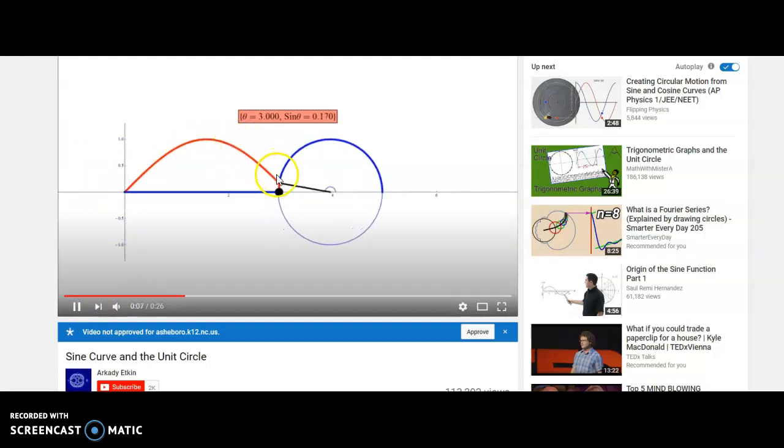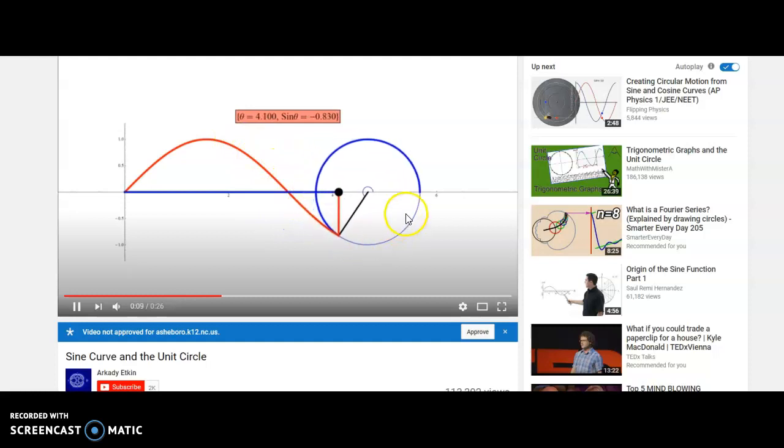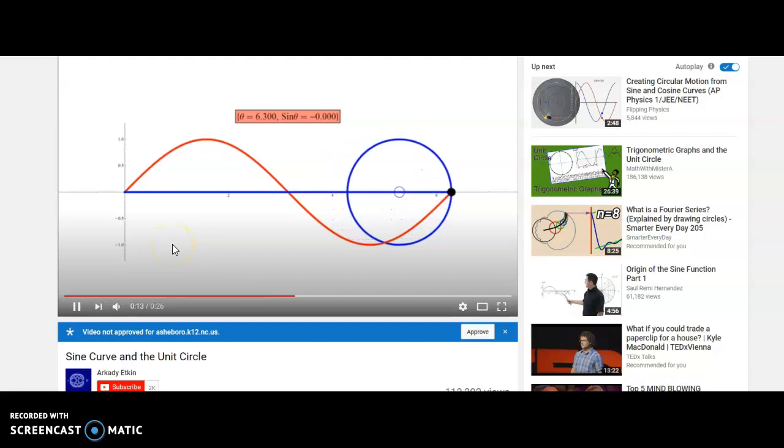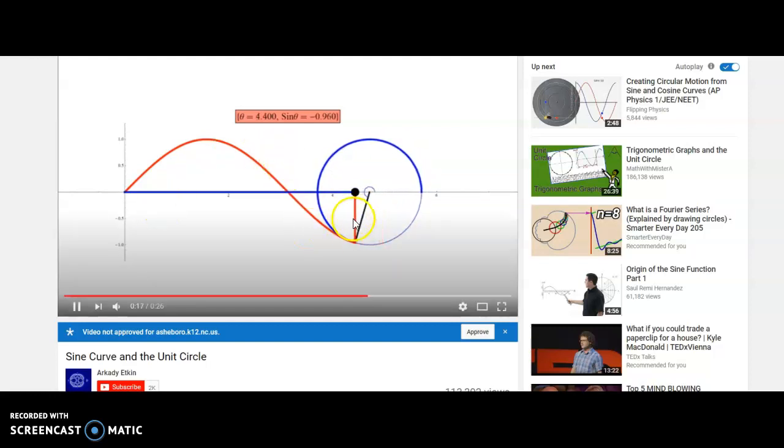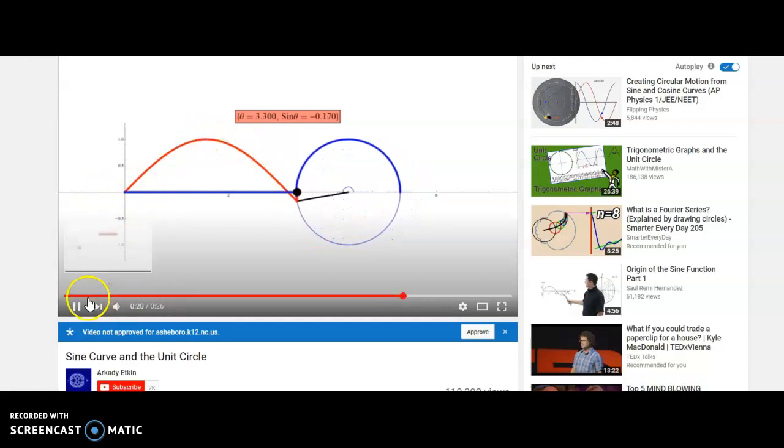So you see, this is the sine function, and it's coming off the points of the unit circle. I don't know why it has that weird music, but that's just a quick demonstration to show you that the sine function is made from the unit circle.